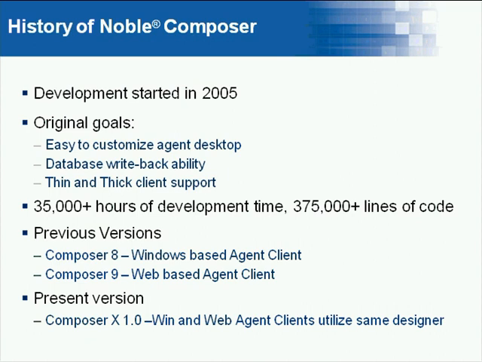Over the course of history, one thing to note is that Composer has taken roughly 35,000 hours of development and has about 375,000 lines of code. And this encompasses both Composer, the agent API that Composer runs on, and the Noble Mimic product that Composer is built with as well.